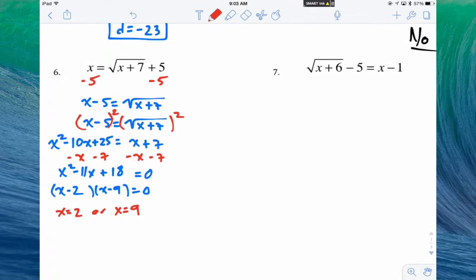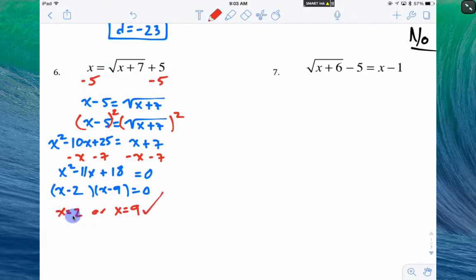All right, but like I said before, we always got to check our solutions just to make sure. And we have two potential solutions to check now. So let's try one out. Let's try 9. So if x were equal to 9, 9 plus 7 is 16. The principal square root of 16 is 4. 4 plus 5 is 9. And x was also equal to 9, so we get 9 equals 9. This solution works. x equals 9 is a solution to this equation.